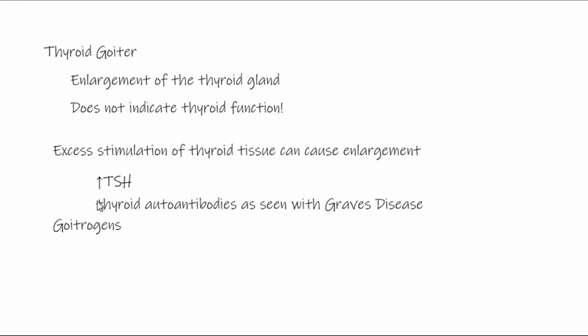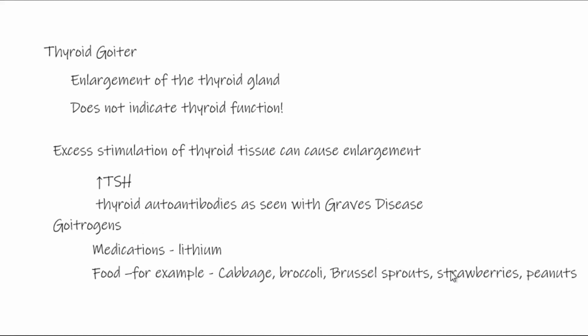Another interesting cause of goiter is something called goitrogens, and these are different exogenous substances which can cause the thyroid to enlarge. Certain medications can cause that, as well as certain types of food. Do not concern yourself with memorizing the medications or food, but be aware that sometimes when people have goiter, it's because of odd things such as this.